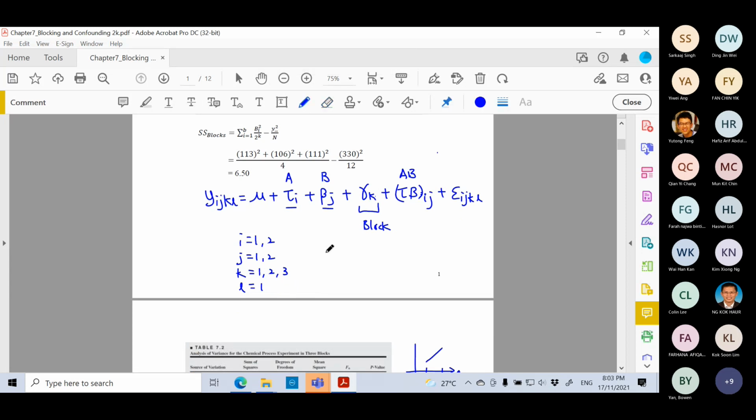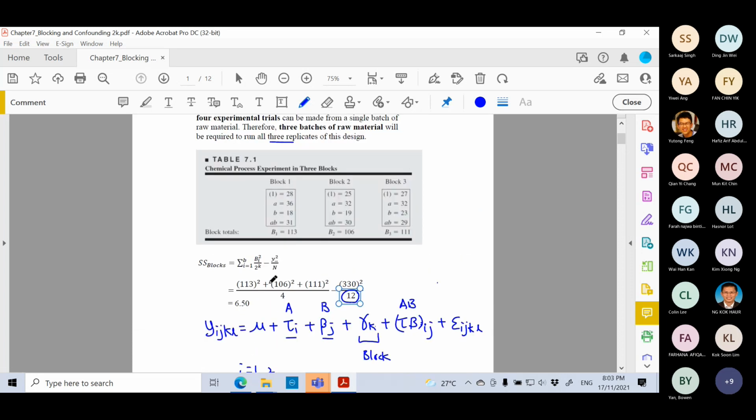So therefore, the L here means you have only a single replicate, because if you observe it, the I is 2 levels, the J is 2 levels, and the block is 3 levels here. So 2 times 2 is 4, 4 times 3 is 12. So altogether it is only 12. Therefore, the L is equal to 1, which means that you only have 1 replicate here.